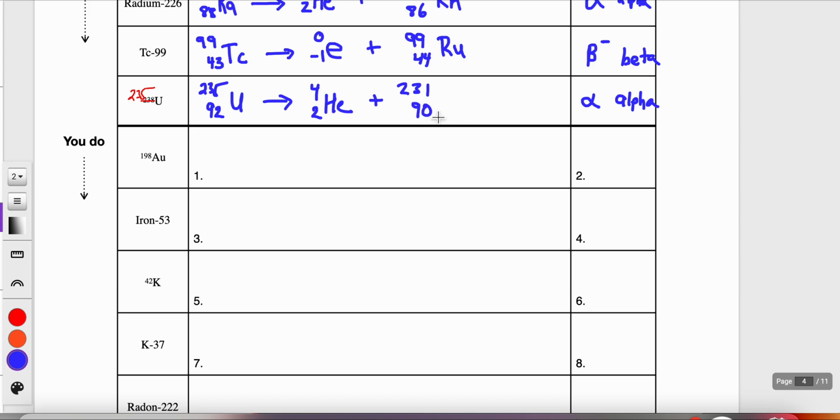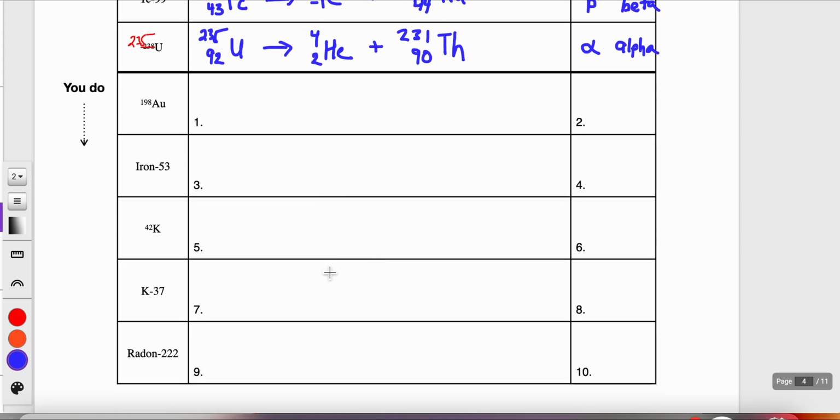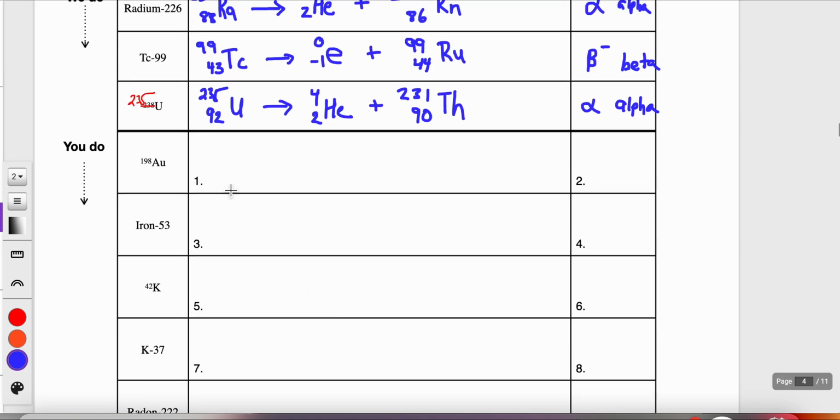So we look on the periodic table, and the element that has 90 protons in its nucleus uses the symbol Th. You now go ahead and try the You-Dos listed below and check your answers with the teacher. Full decay reaction and identification of the decay mode.